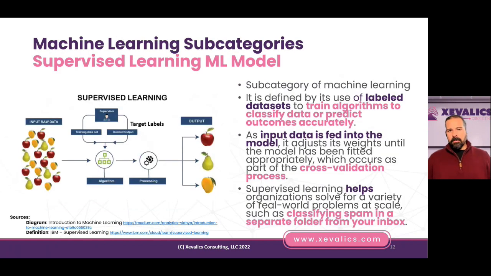So we have some subcategories that we need to learn about in machine learning. The first one is the supervised learning model. This is a subcategory of machine learning, and it is defined by the use of labeled data sets to train algorithms to classify data or predict outputs accurately. As input, data is fed into the model. It adjusts its weights until the model has been fitted appropriately, which occurs as part of the cross-validation process.